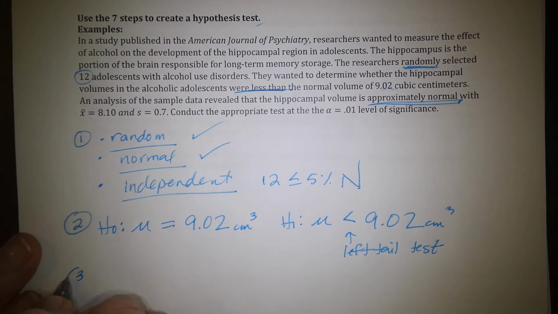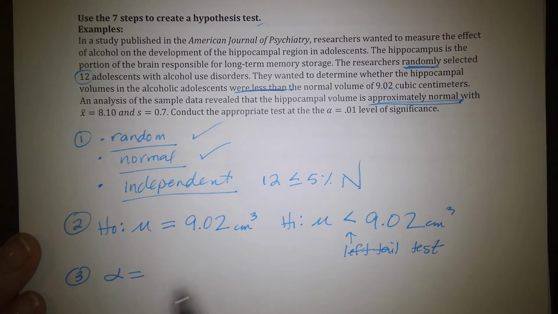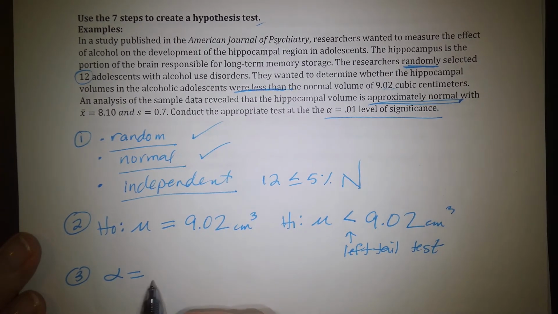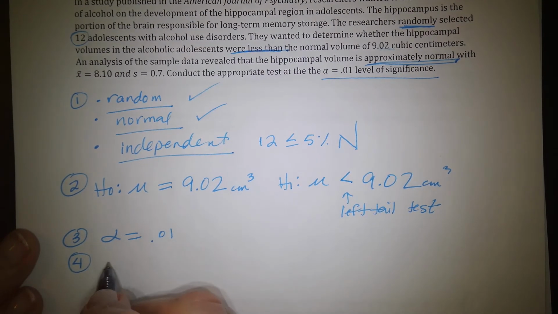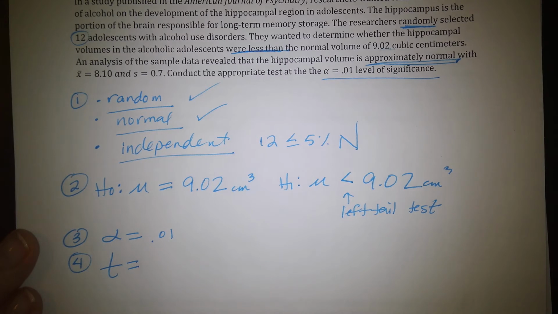So step 3, we decide what our level of significance is. It was given to us in the problem, which is 0.01. We're willing to risk a 1% chance of making a type 1 error. Step 4 is to find your test statistic.